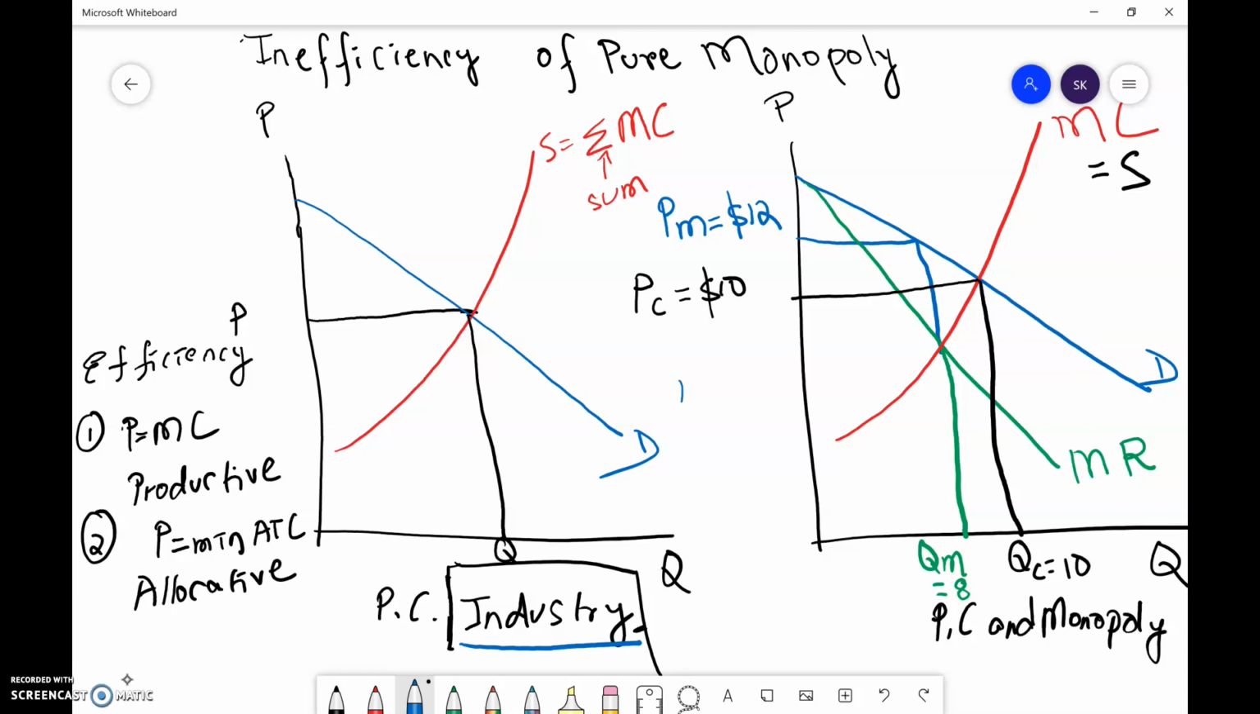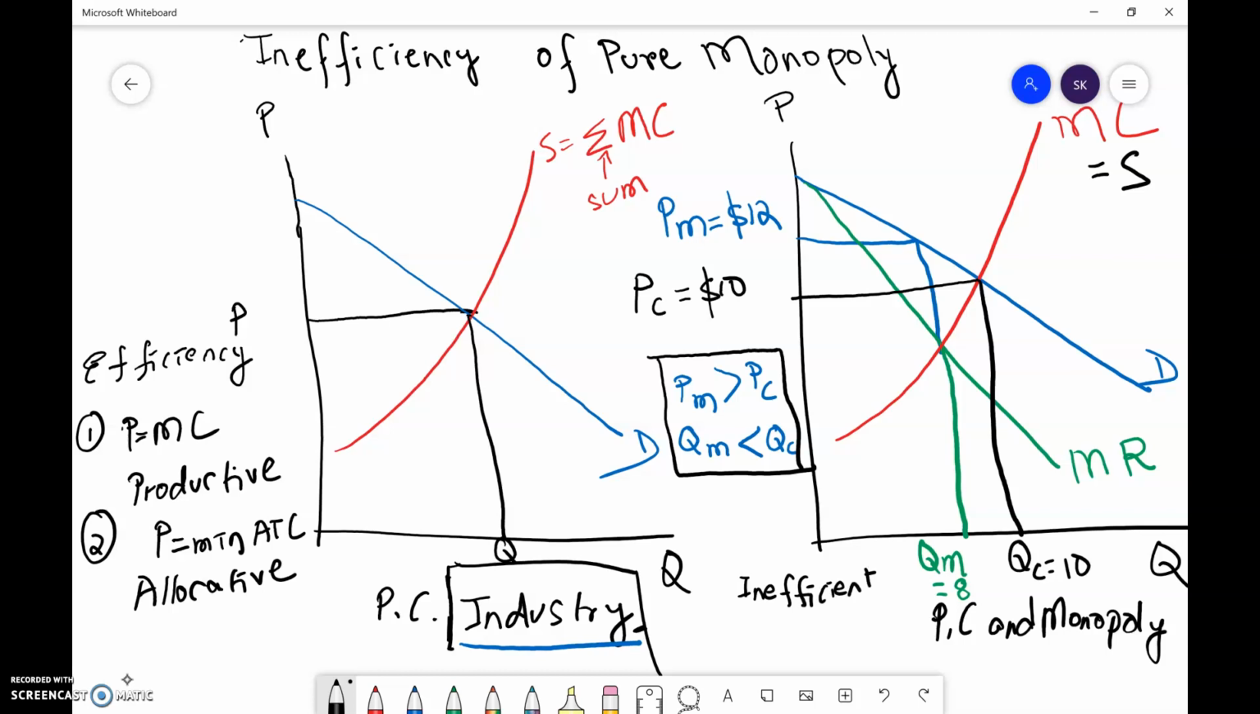So we see the monopoly price is greater than perfectly competitive price and monopoly quantity is lower than perfectly competitive quantity. So they're charging a higher price and they're selling a lower quantity. This market structure is inefficient. So why is this market structure inefficient? There are two reasons.